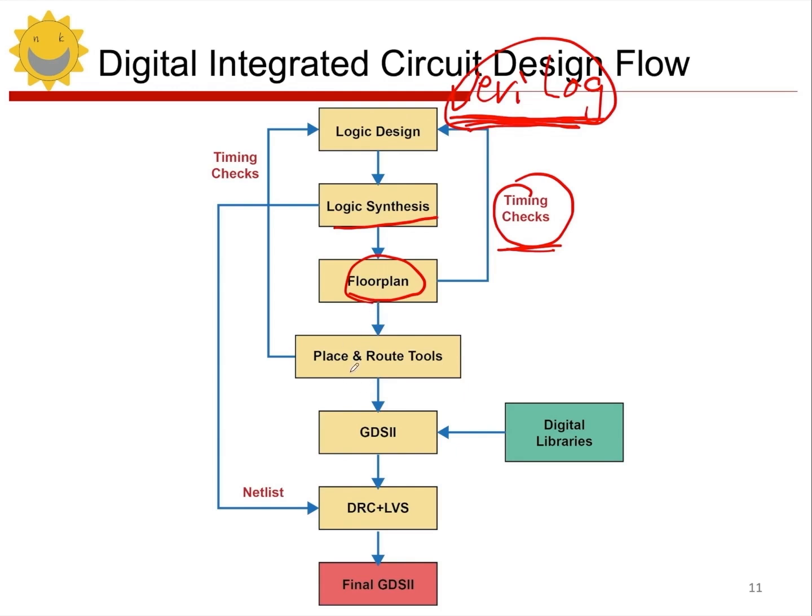Timing checks are crucial because they verify that the circuit will operate correctly at the desired speed. If it doesn't pass the check, we need to modify the Verilog file or redo the logic synthesis and floorplanning until the checks are successful. This iterative process ensures that the final design is both functional and efficient. Once it passes, we move on to the routing phase.